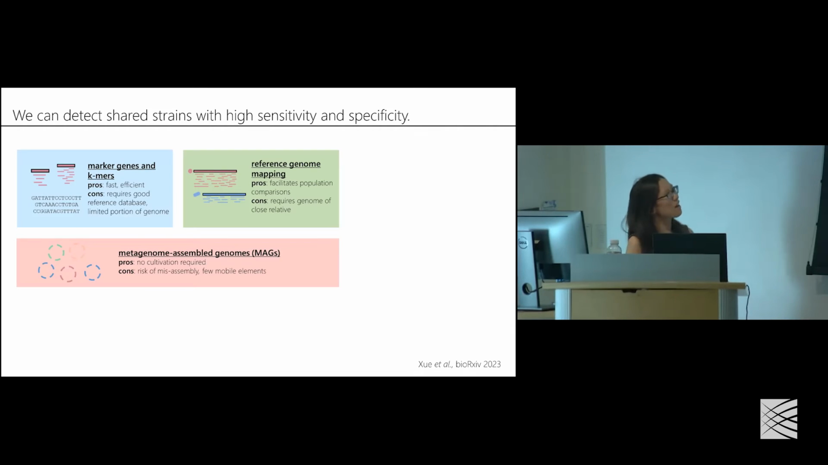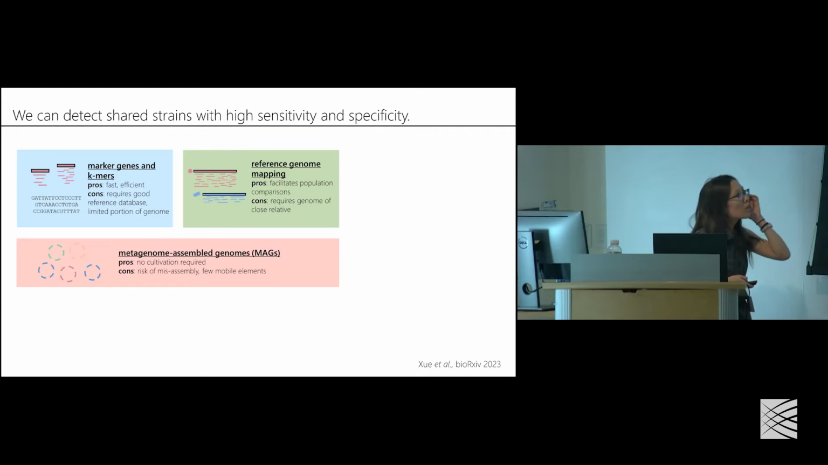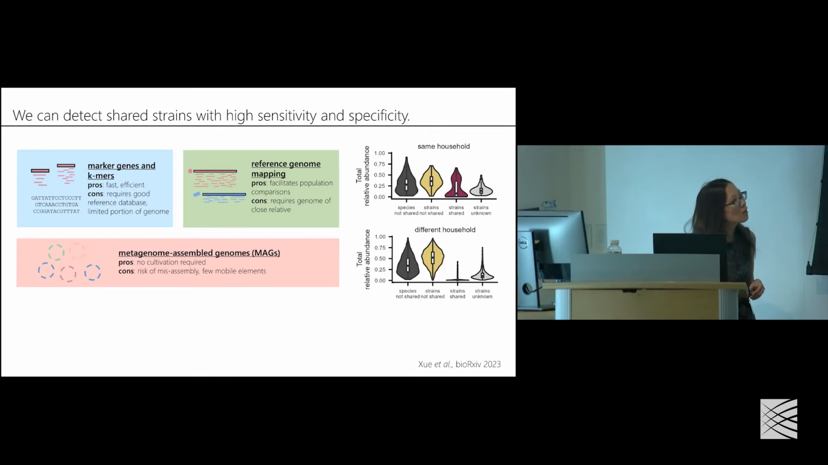With this method of strain fishing, as well as this method that's based on in-strain, we can detect shared strains with very high sensitivity and specificity. We're utilizing more of the genome than a lot of the marker gene methods. At the same time, we're not going to full metagenomic assembly, where we would have to deal with a lot of assembly issues and gaps in the genome.